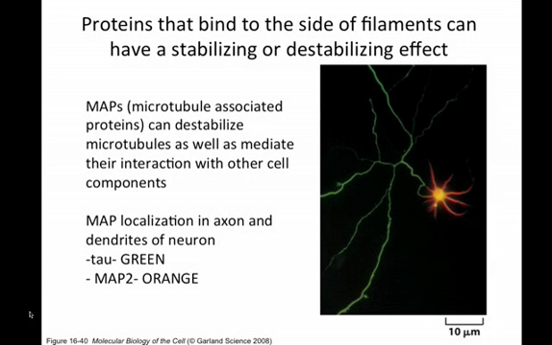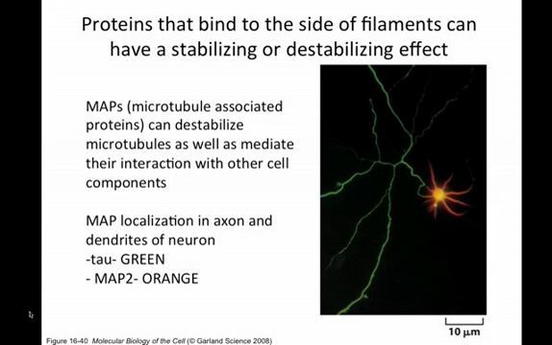So this picture here is showing MAP localization in an axon and dendrites of a neuron. And so they're standing for two different MAPs. So MAPs are a category of proteins. There are many kinds of MAPs, and they might have different functions. So don't get caught in the trap of thinking MAPs do this. They don't. They do this, this, and this.